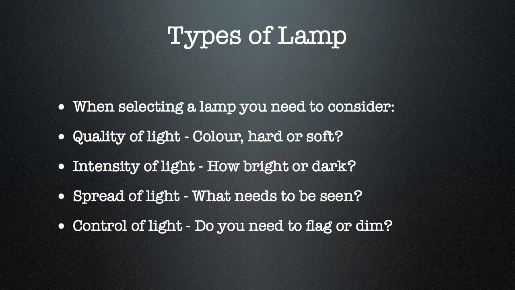And then, of course, that knocks on to the control of the light. Do you need to cut down the amount of light that's coming out of a particular fitting with a flag, or maybe you need to dim it? You need to understand the implications of dimming a light when it comes to the reach of it, and a possible change in colour temperature as well.